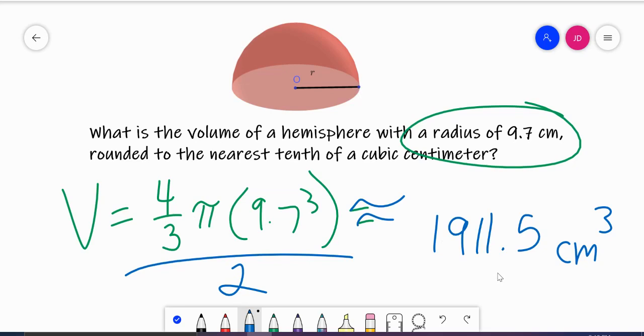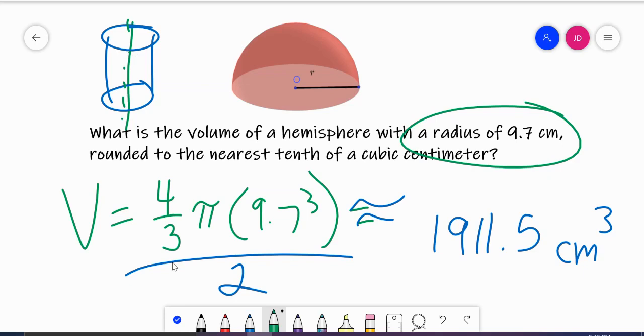Even any other kind of figures that you might see, sometimes half of a cylinder. For example, if I have a cylinder that looks like this, right? And then I cut it in half. Right? Cut it in half. You would just take the volume of the whole cylinder and divide it by 2 at the end to get half of the cylinder. All right.